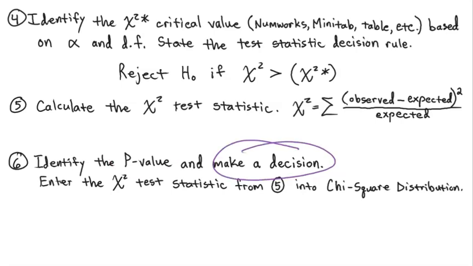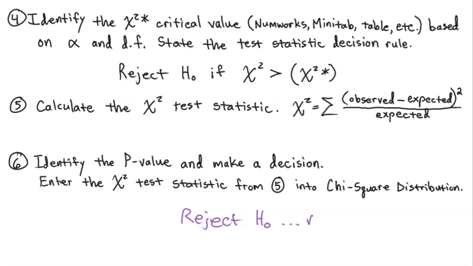What do you mean make a decision? You know what I mean. You're either going to say reject H sub O, and if you reject H sub O, that means that the 2 variables are not independent. And so this means the 2 variables are not independent. That means they're related to each other, okay? Or it means that you have statistical evidence to suggest they're related to each other.